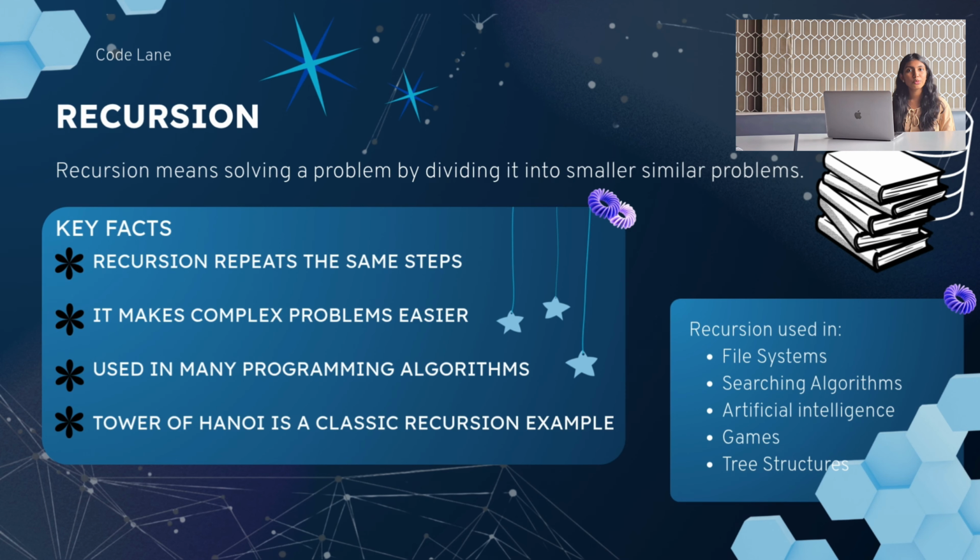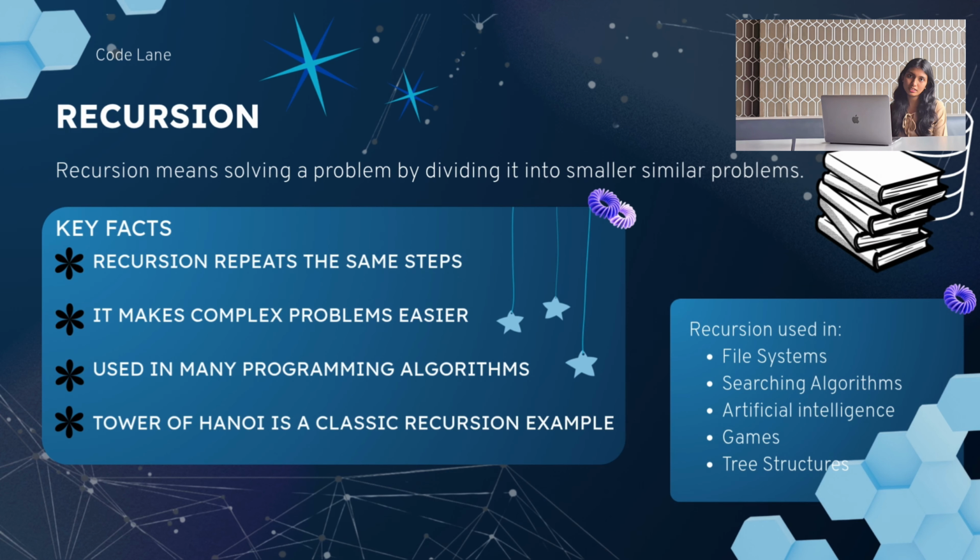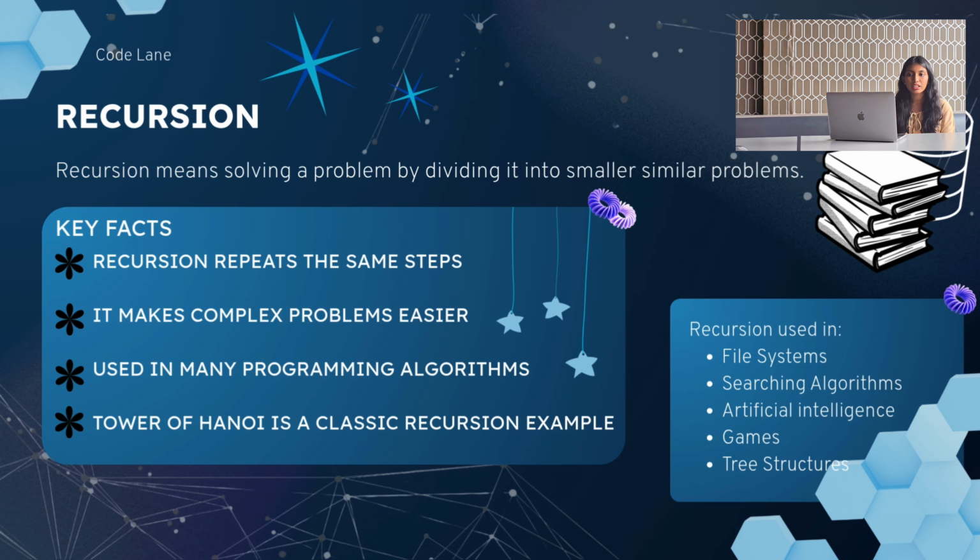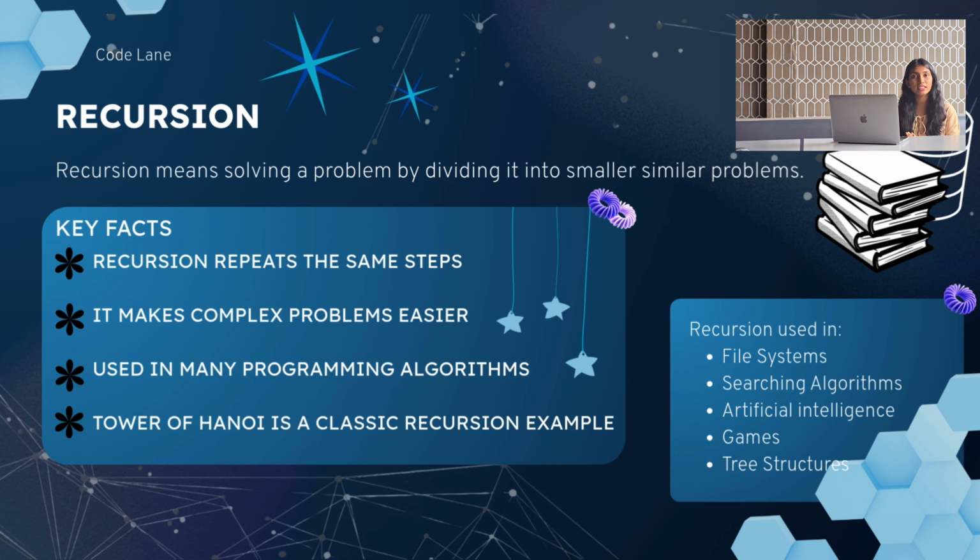So, let's see what recursion is. Recursion means solving a large problem using smaller versions of the same problem. So, here are some key facts. Recursion repeats the same steps. It makes complex problems easier. And also it is used in many programming algorithms.